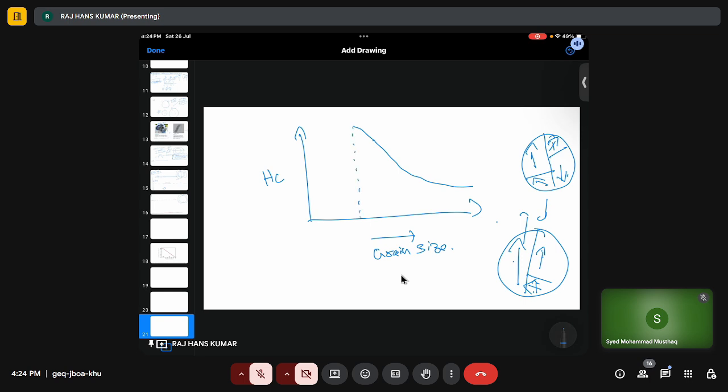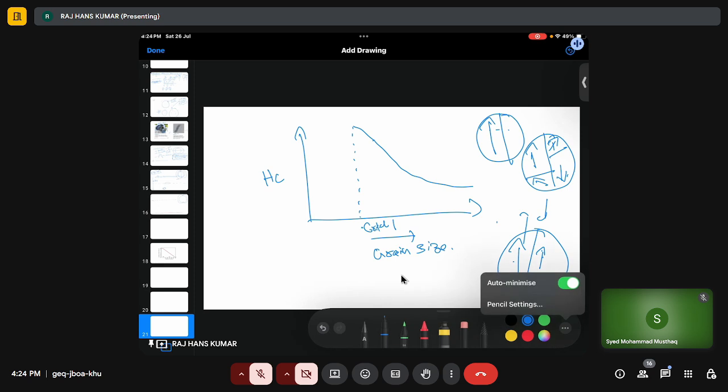Now up to a point, we call it critical point 1. That means you will have mostly, sorry, let me draw it again.